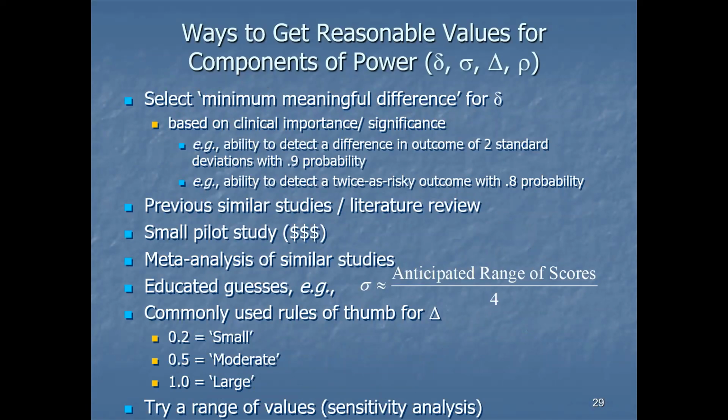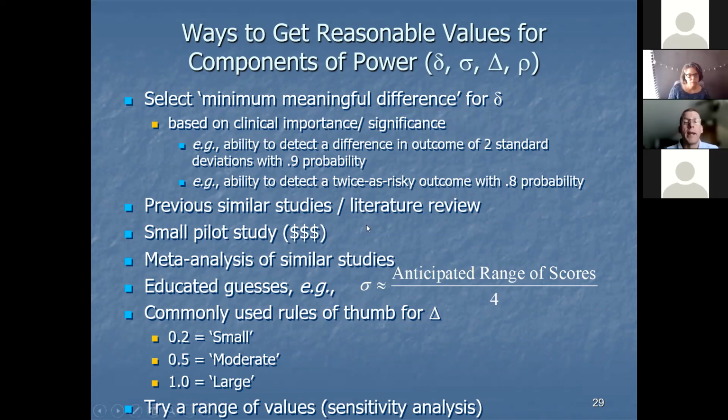Here's a slide that just gives some recommendations if we don't have good information on these various inputs or components that might go into that sample size formula. So we might want to power based on a minimum meaningful difference or a minimal clinically significant difference and determine what is the amount by which people would actually change the way that they practice, or what do they consider to be important, and we could power it that way.